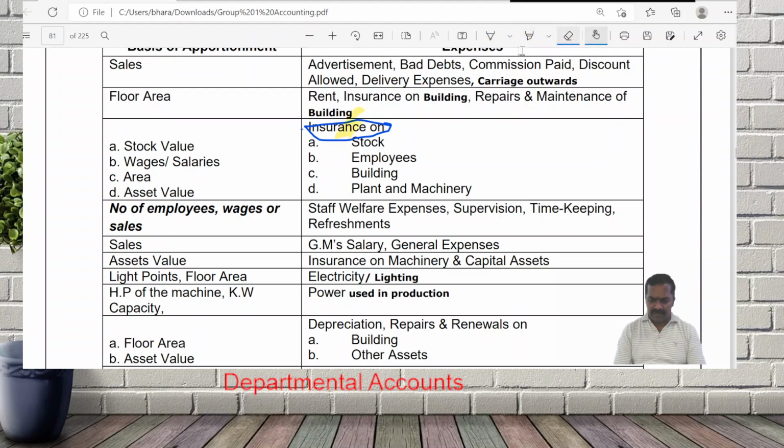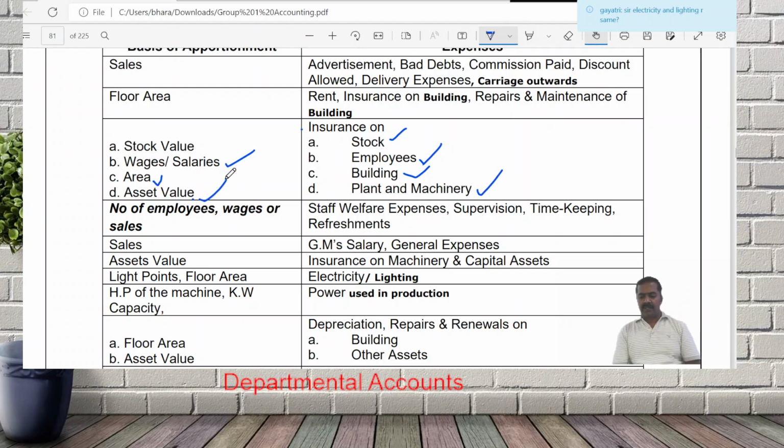Stock value will be taken for insurance on stock. If the insurance is group insurance, like staff insurance, it will be based on number of employees. If it is a building insurance, it will be based on area. If it is on plant and machinery, it will be based on asset value.